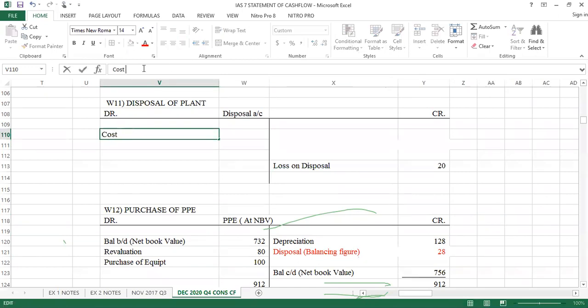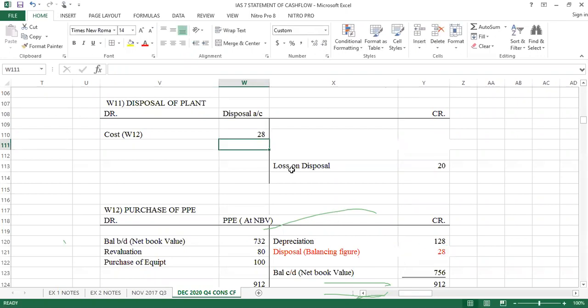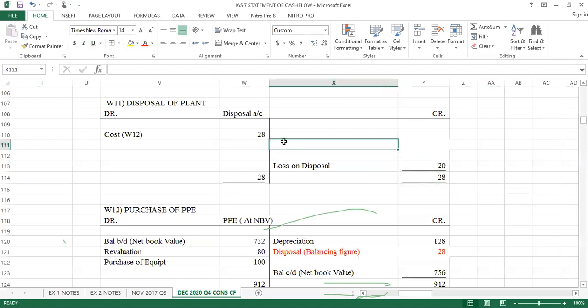So this is what was missing here. Working 12 is 28. So we've got that, and we can now close this. That was the information that was missing. This one must also be equal to the higher figure, 28. So what will this be? Cash received from disposal. It is a working balancing figure.